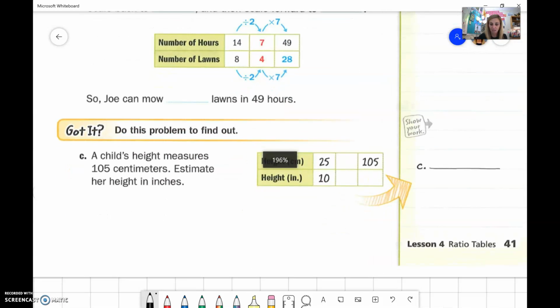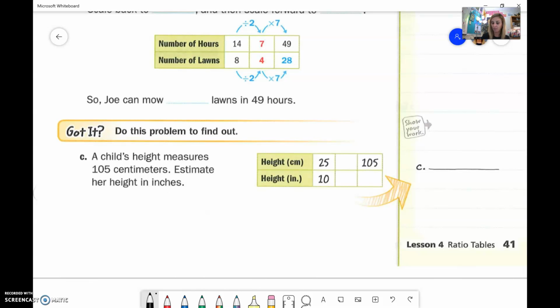Okay, it says a child's height, so this is on page 41, down at the bottom, right here. It says a child's height measures 105 centimeters. Estimate her height in inches. So I have 105, and I know that 25 centimeters is about 10 inches in height. So I have to end up working backwards, or I'm sorry, scaling forward to scale back.